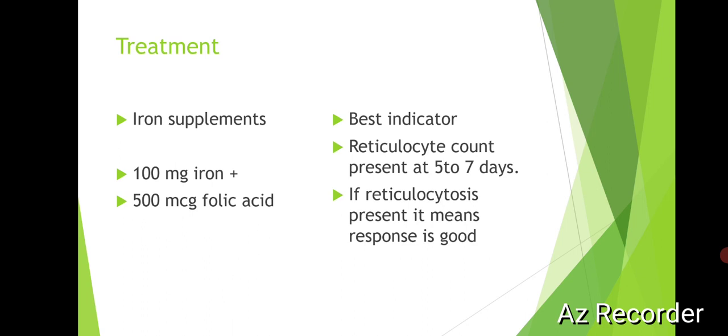100 mg iron plus 500 microgram folic acid is given in adults. In lactating mothers it is 60 mg iron and 500 microgram folic acid. It is also given to pregnant women for 180 days with 100 mg iron and 500 microgram folic acid. The best indicator of iron-responsive treatment is the reticulocyte count at 5 to 7 days. If there is reticulocytosis, or an increase in the reticulocyte count, it means the response to iron supplements is good.